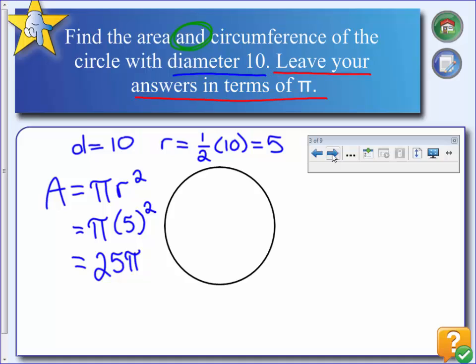Again, there were no units, so we're done with that part. And we do want to leave our answer in terms of pi, so I don't even need to pick up a calculator. This is my final answer.